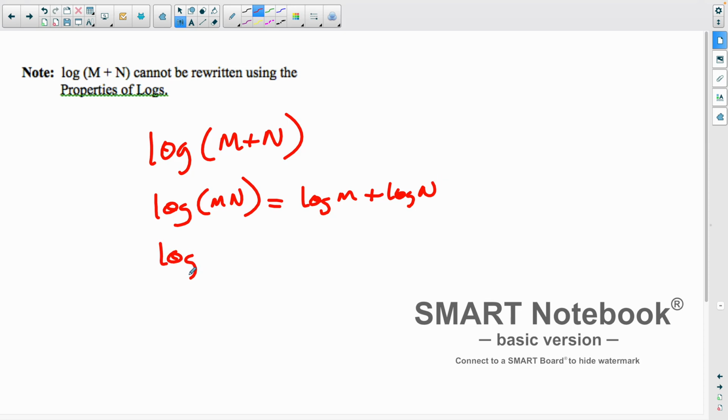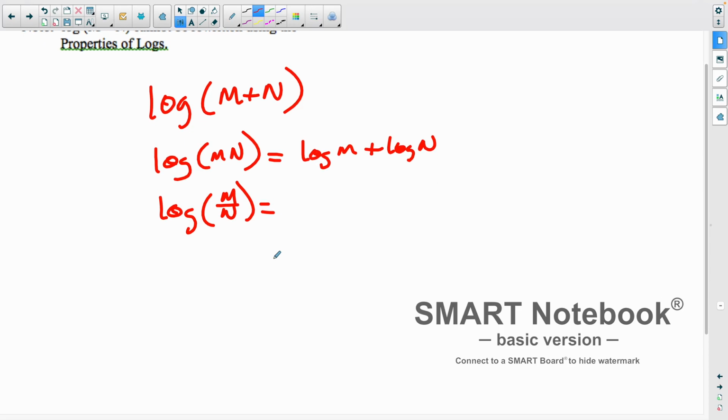You could do this one, m divided by n. That would be subtraction over there, okay? But you can't break this apart right there. So don't get them confused. Make sure that you kind of have them sorted out. All right. We'll do a couple other little things real quick. And then we're going to go look at some solving.